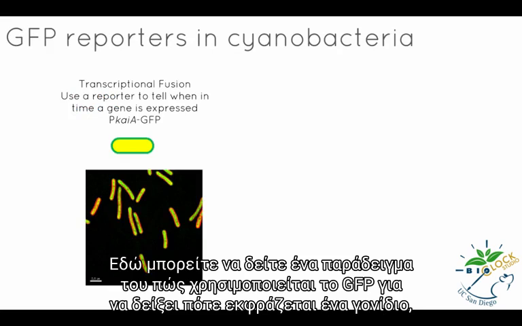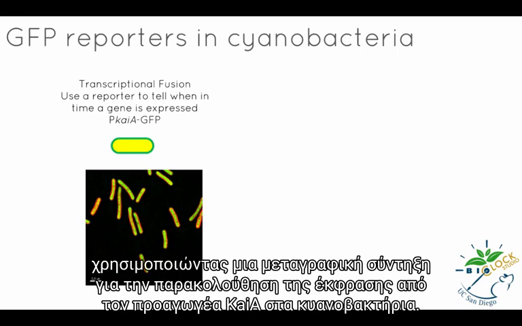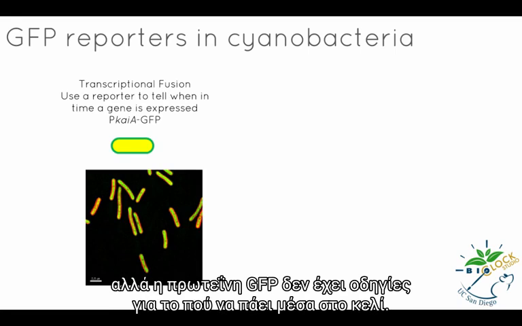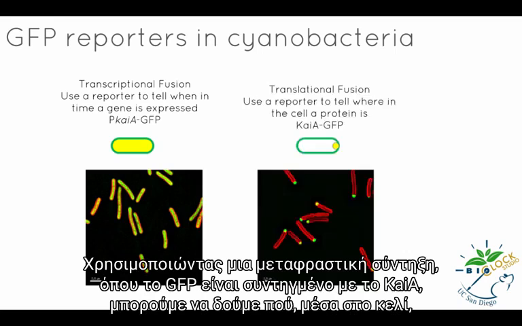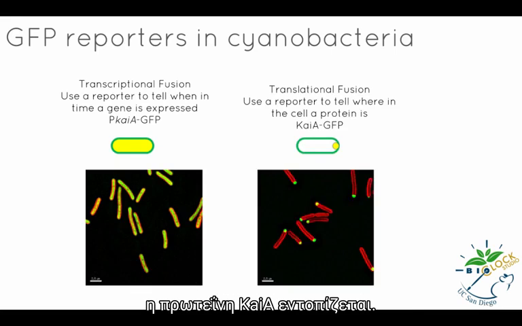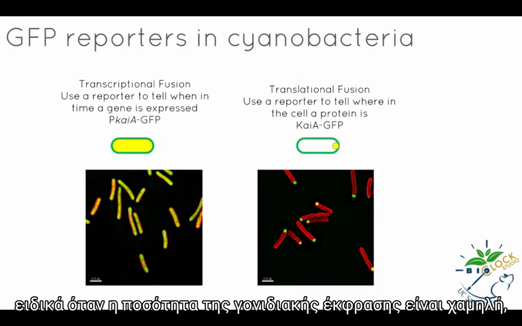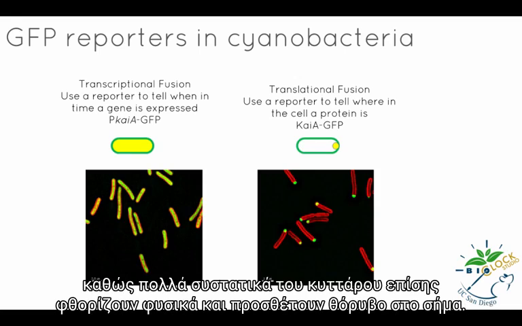Here you can see an example of how GFP is utilized to show when a gene is expressed by using a transcriptional fusion to monitor expression from the Chi-A promoter in cyanobacteria. GFP is expressed when the Chi-A promoter is activated, but the GFP protein has no instructions on where to go within the cell. By using a translational fusion, where GFP is fused to Chi-A, we can see where within the cell the Chi-A protein localizes. Although GFP is good for visualization, it is not as efficient for quantification, especially when the amount of gene expression is low, as many components of the cell also naturally fluoresce and add noise to the signal.